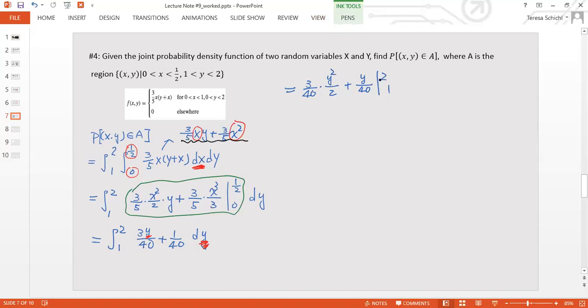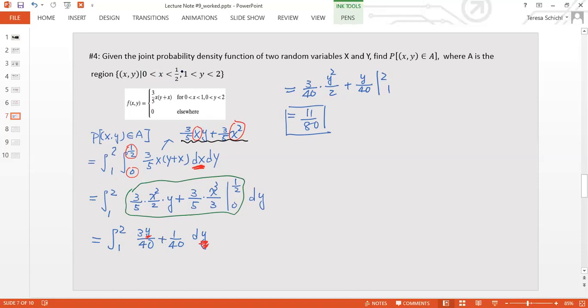So you can just substitute the upper bound and the lower bound. Here it will give you 11 over 80, right? So that's the probability for these ones here, the probability of X, Y inside these regions here, okay?